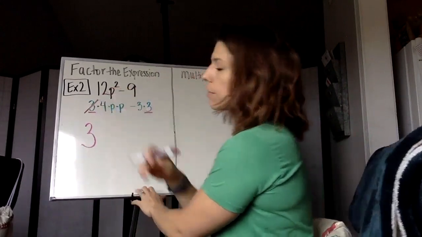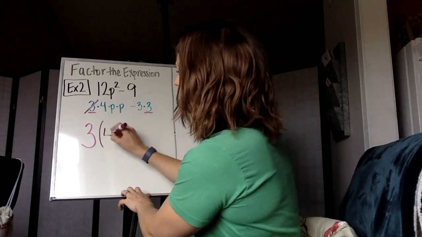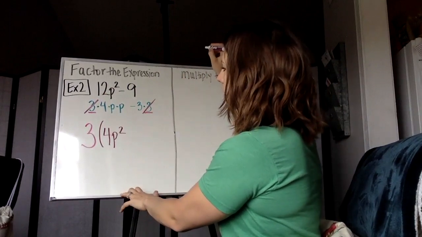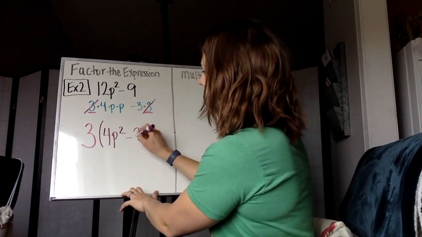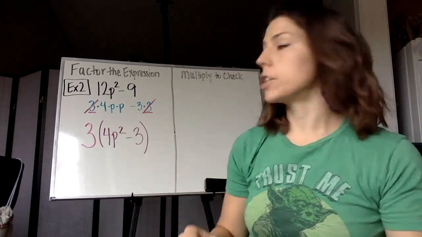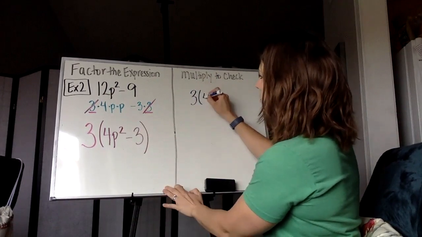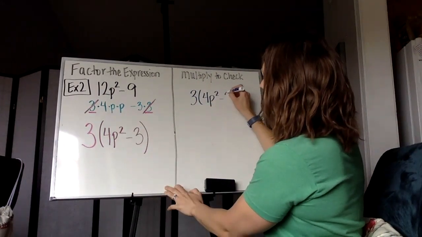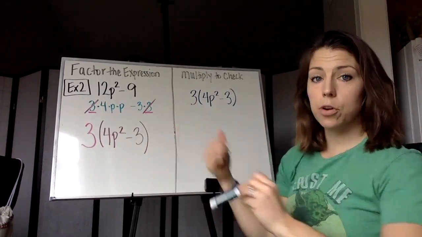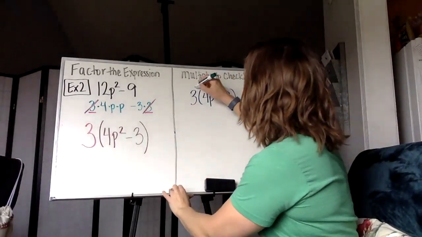Well, when I take 3 out of the first expression, I'm left with 4 times p, which is 4p squared. When I take 3 out of the second expression, I'm left with minus 3. Now we're going to multiply to check. So bring that expression over here. 3 times 4p squared minus 3. Again, because this is a product of a monomial and a binomial, to check, you just do simple distributive property.